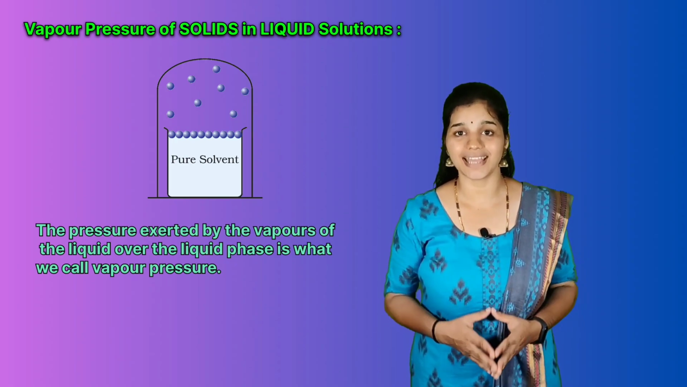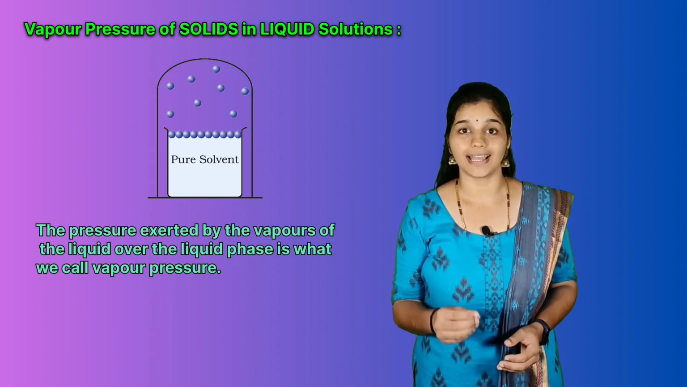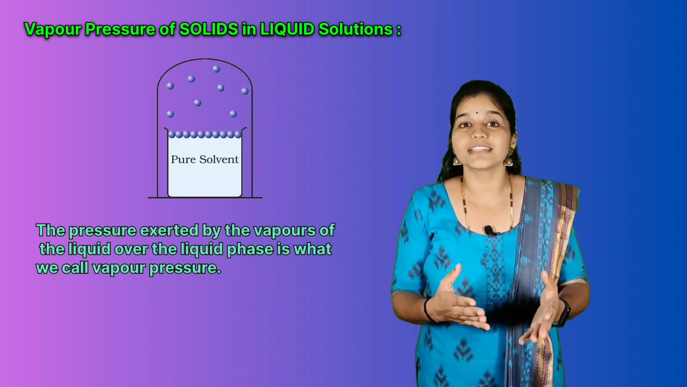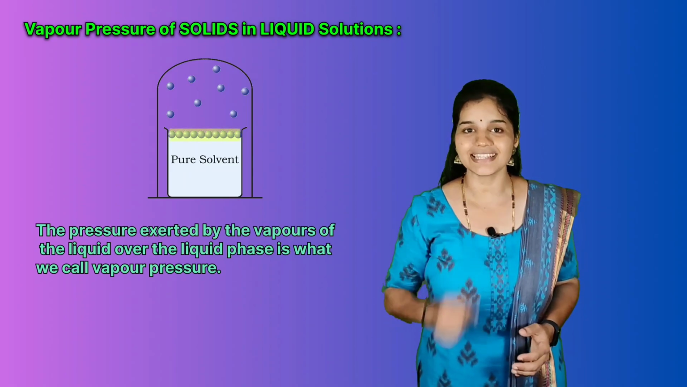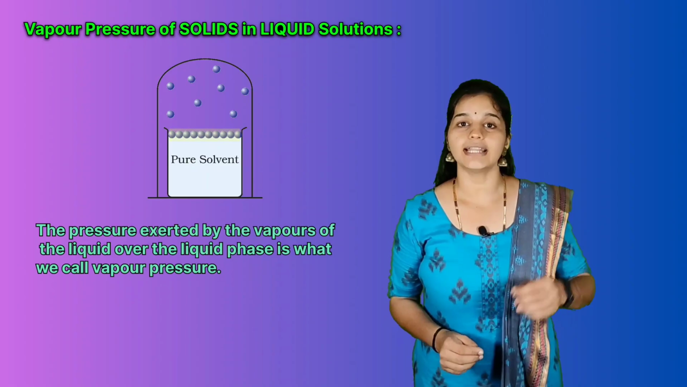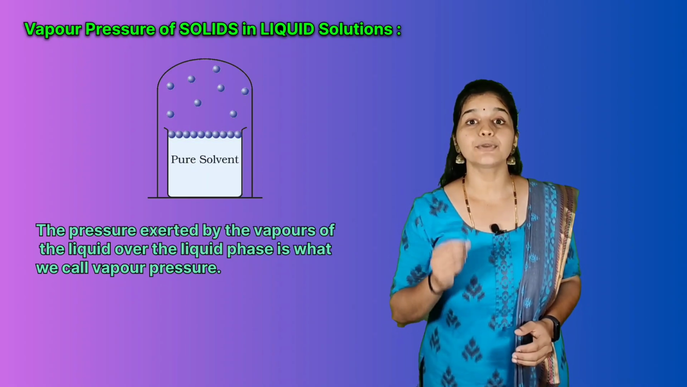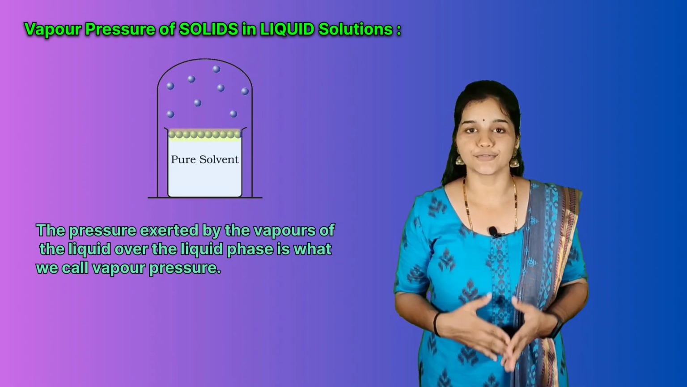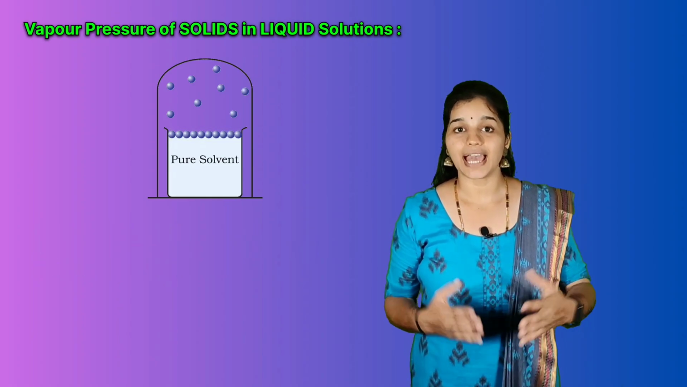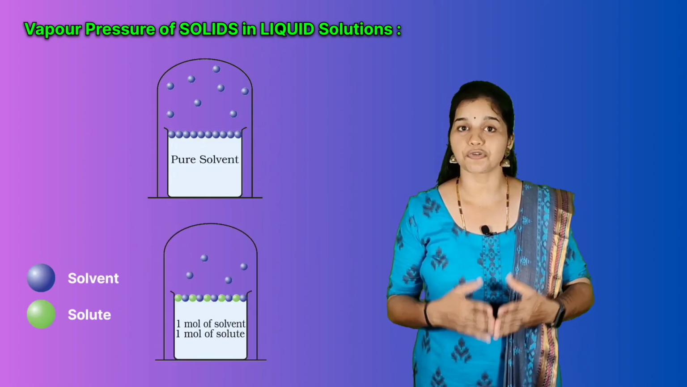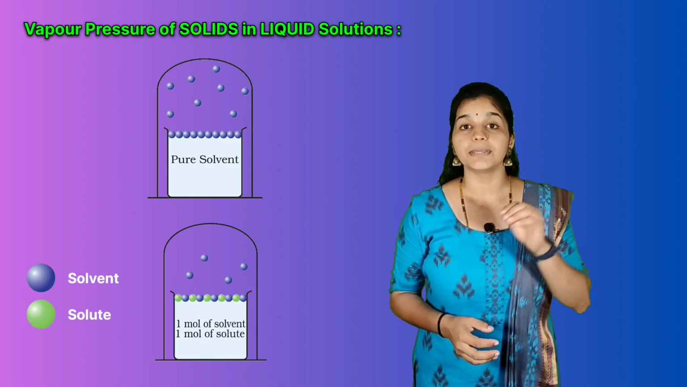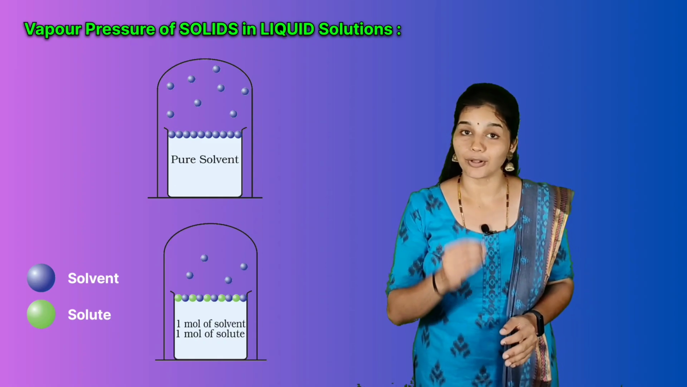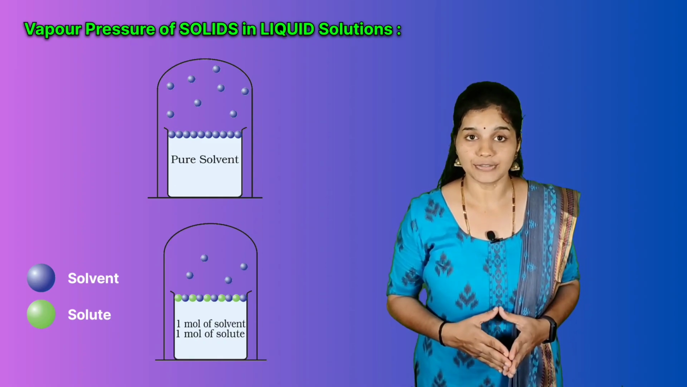From the image, you can see that we have pure solvent and the molecules are undergoing evaporation. Can you tell me which molecules are undergoing evaporation? It is the surface molecules that are undergoing evaporation. In a pure liquid, the entire surface is occupied by molecules of the liquid. Now, if we add a non-volatile solute to a solvent to give a solution, the vapor pressure in this case is dependent only on the solvent because we are adding a non-volatile solute.